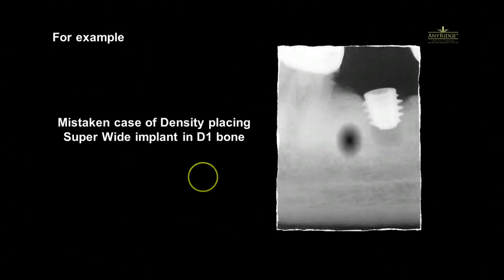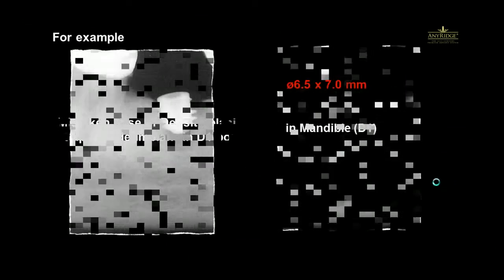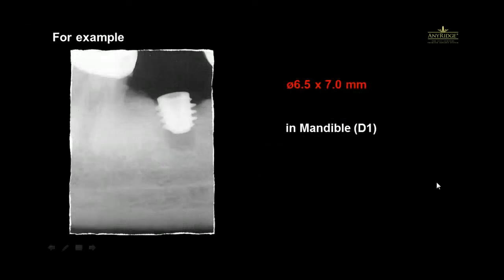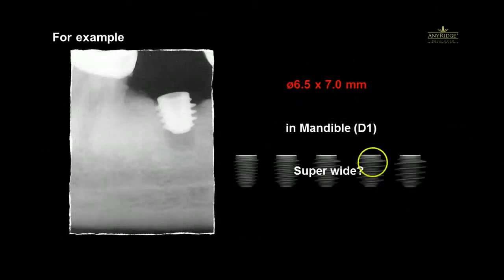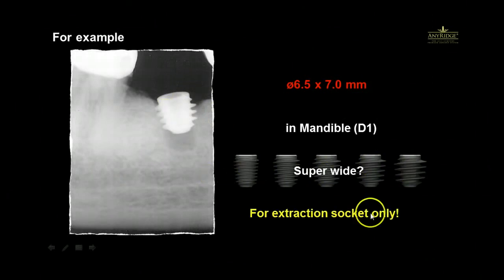So here's a mistake, and this is why basically we're harping on this, and this is a long presentation. Because here's a mistaken case of bone density, by placing a super wide implant in D1 bone. Now look at this implant here. This is a 6.5 by 7, all right? And mandible, it was D1 bone. And it was done flapless, by the way. Super wide implants, mainly for extraction sockets. If you're going to use these in a virgin site and you want a big honking implant for a patient who's a severe bruxer and so forth, you can place these.